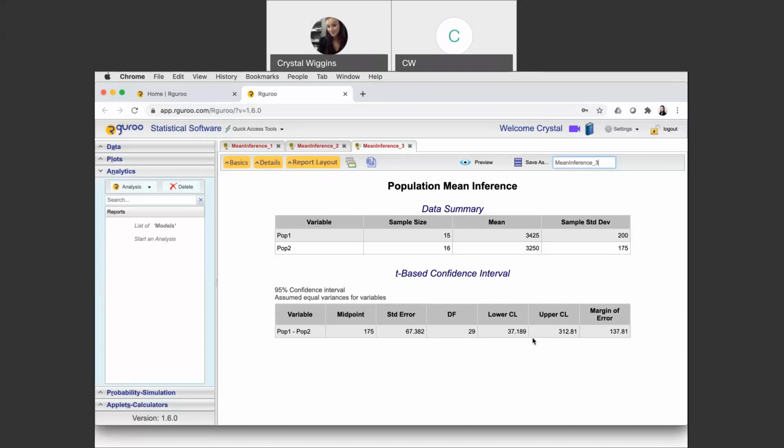and $312. That does not include the zero, and therefore, if we were trying to show that the difference between the means is significant, because zero is not included in this confidence interval, we would be fairly inclined to say that there's a good chance that the mean difference is significantly different.